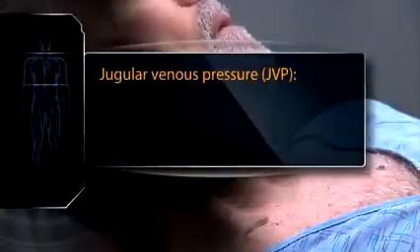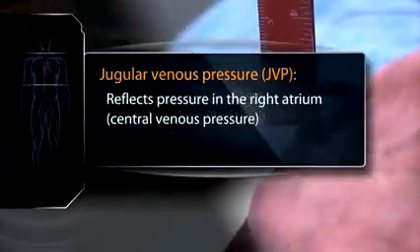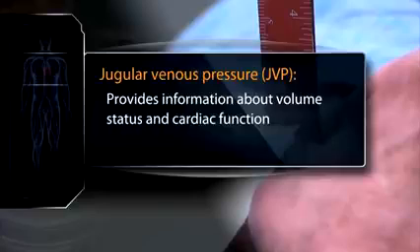Jugular venous pressure, or JVP, is a measurement of the highest oscillation point, or meniscus, of the jugular venous pulsations. This measurement reflects pressure in the right atrium, that is, central venous pressure. The JVP also provides valuable information about the patient's volume status and cardiac function.